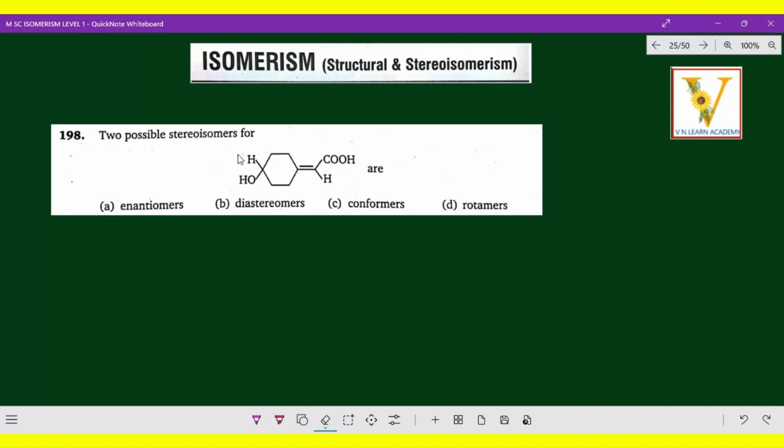Two possible stereoisomers for: enantiomers, diastereomers, conformers, and rotamers.